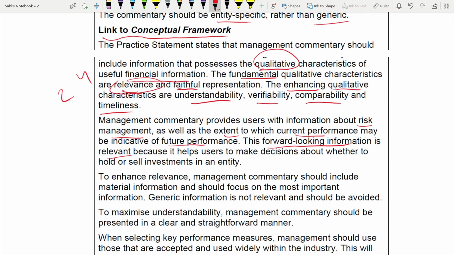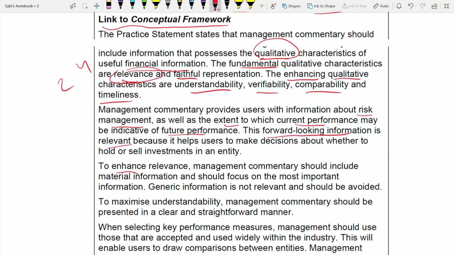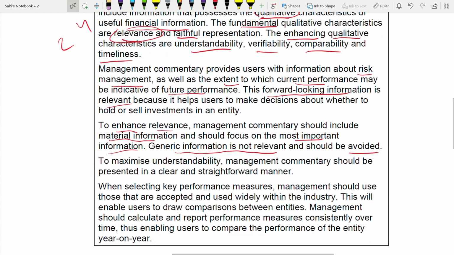Now, to enhance that relevance, what should you do? You have to include material information only in the management commentary. And they should focus on the most important information, material information. That means generic information is not relevant and should be avoided. If you are giving any general information, it is not relevant, it should be avoided. Now we are talking about understandability. How do you maximize understandability? You present management commentary in a clear and straightforward manner. Simple. And make it more understandable.